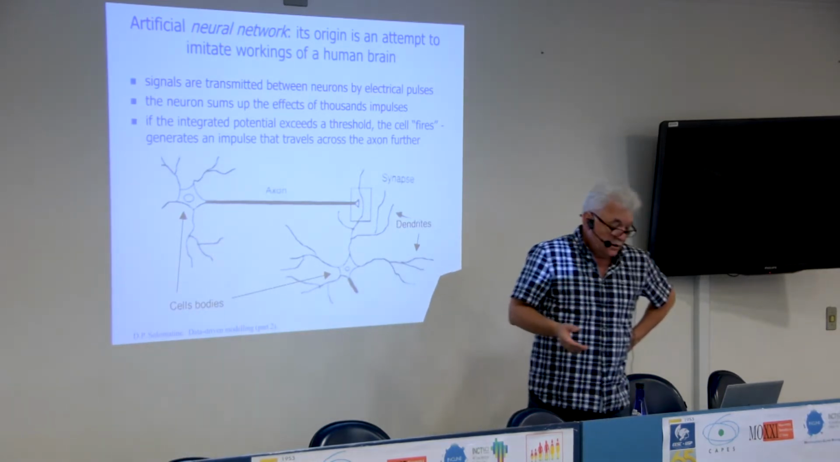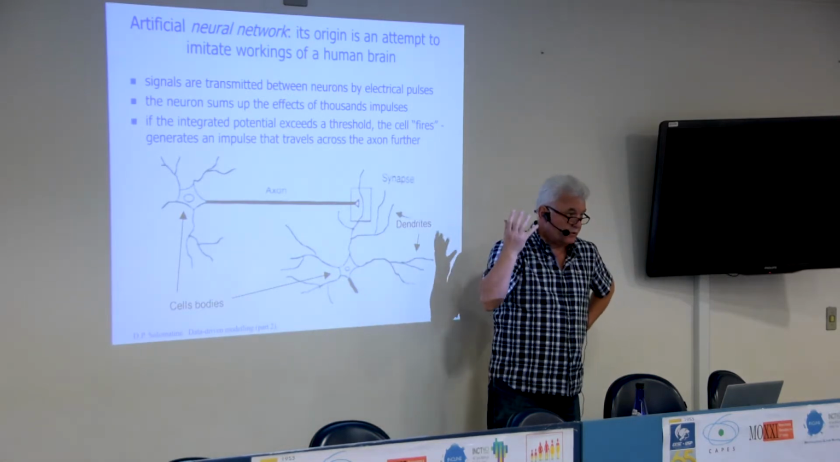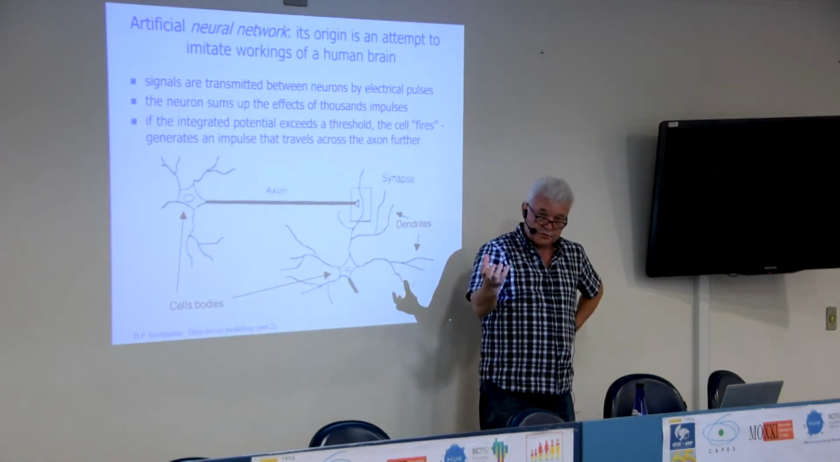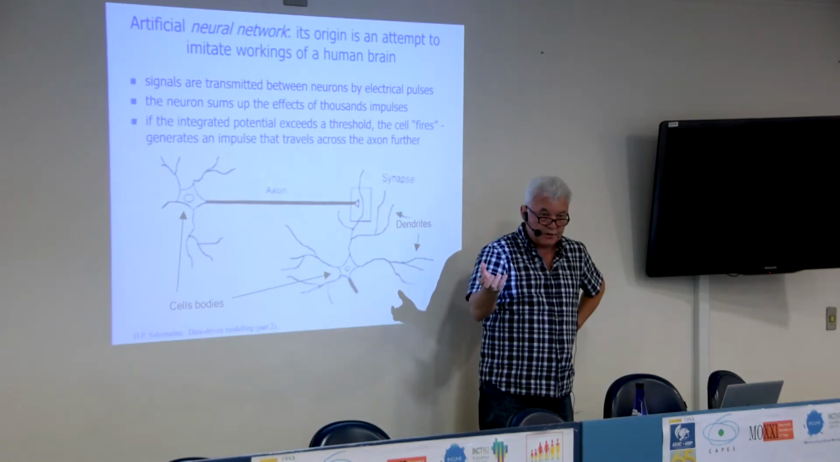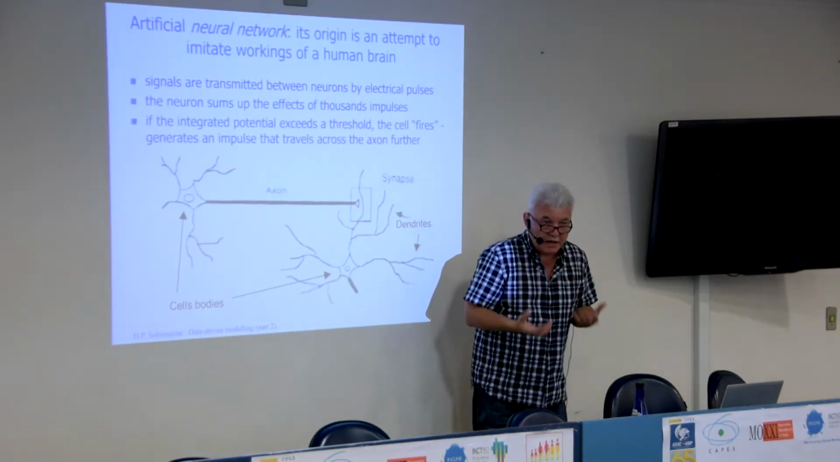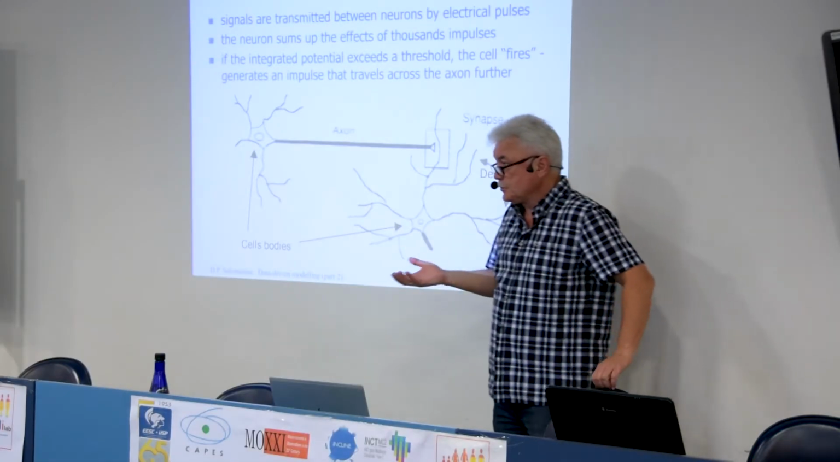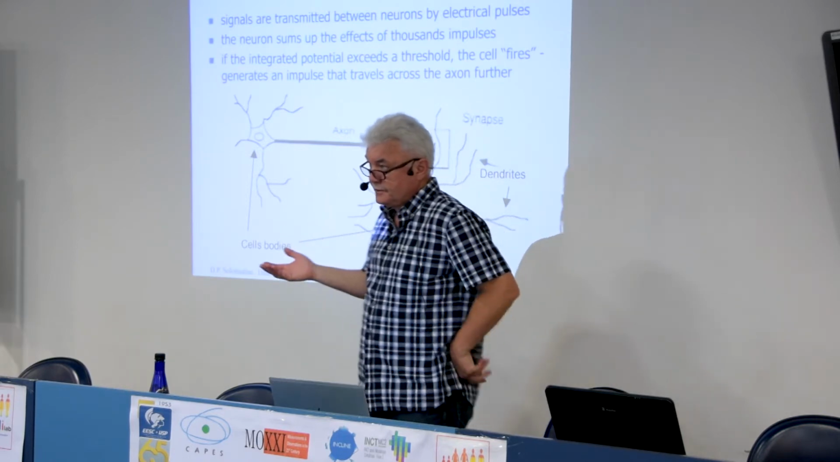But scientists thought, if the human brain is so clever, it can do so many things, why don't we, using computers that have just appeared, imitate this working of the brain, and maybe we create artificial intelligence. That was an idea in the 40s and 50s.